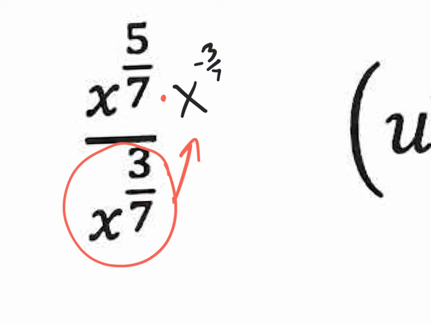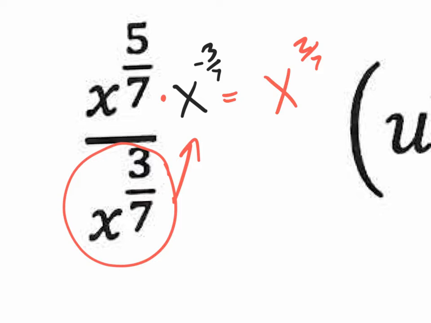Well, because up on top, I have x to the 5/7 times x to the negative 3/7, which means I could, rule 1 of exponents, add the exponents, right? When you're multiplying with the same base, you could add the exponents. And that's a great thing because you already have a common denominator of 7. So what's my answer going to be? It's going to be x to the 2/7 power, okay?